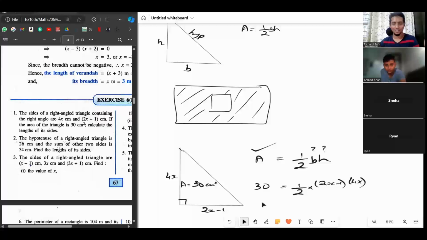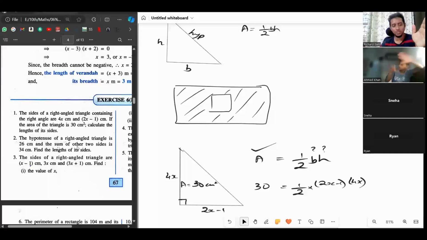Is everyone clear? By quadratic equation, you'll get two values for x. Mostly one of them will be negative. Okay, and you cannot take the negative. You will only take the positive value. The side of a triangle cannot be negative, right? Yes, sir.